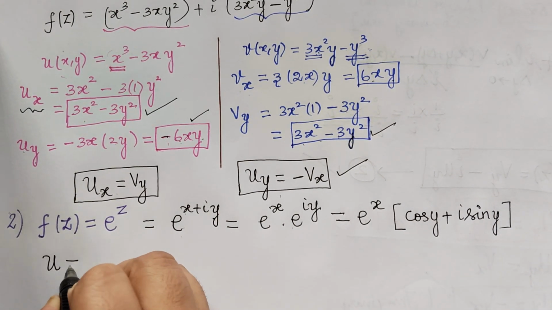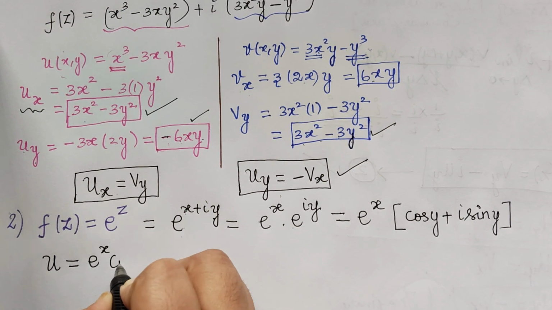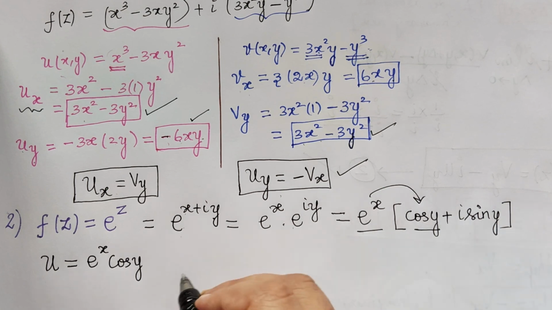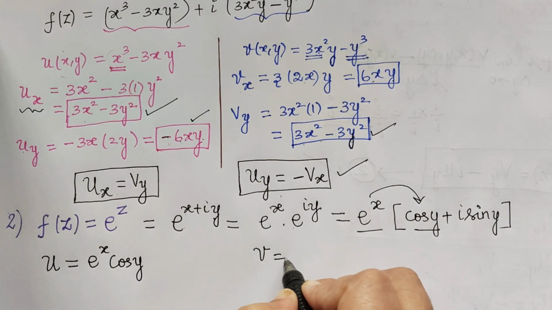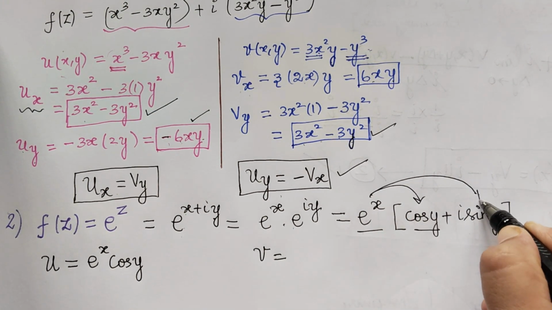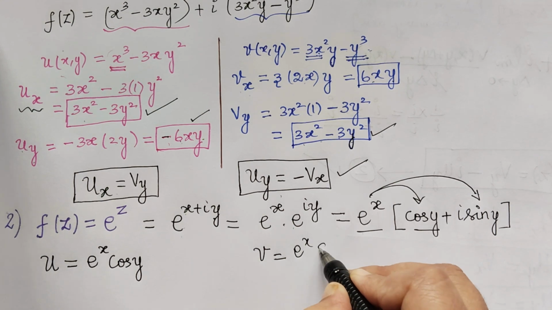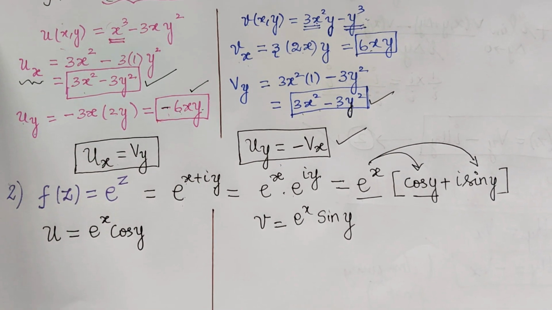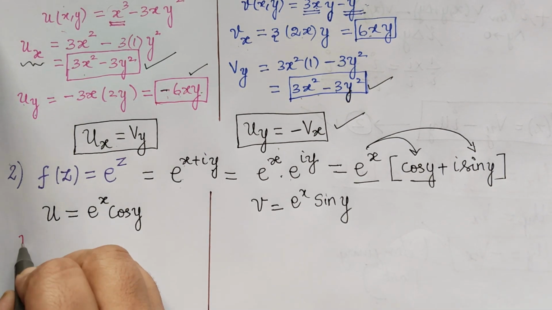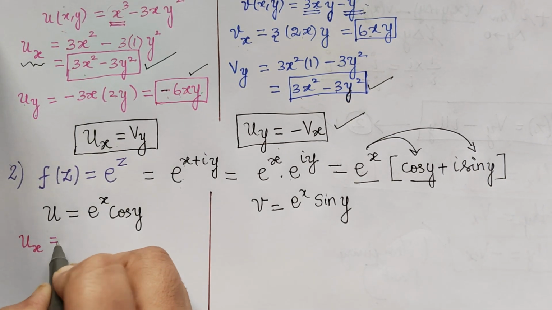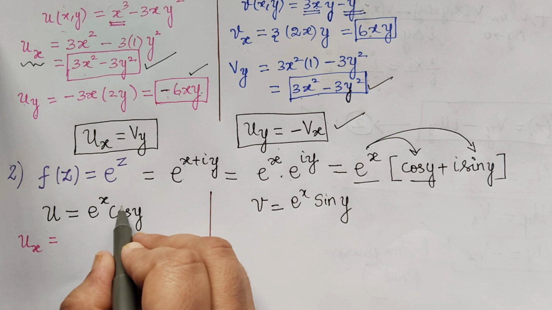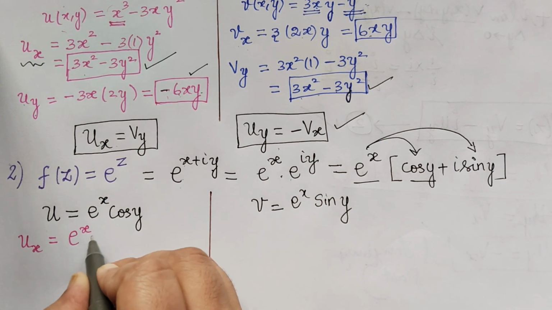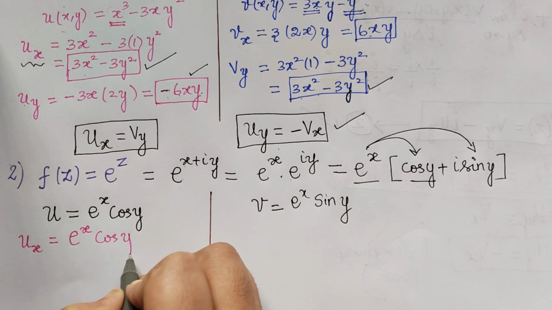So u is equal to e to the power x cos y, which is the real part, and the imaginary part is v, equal to e to the power x into sin y. So e power x sin y is the imaginary part. Now we shall differentiate this partially with respect to x. So ux will be equal to, cos y will be treated as constant, and the differentiation of e power x is e power x itself. So e power x cos y is what we obtain.